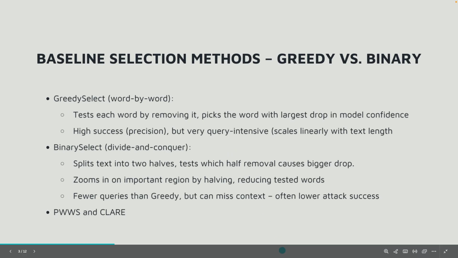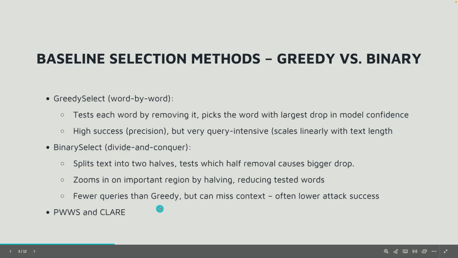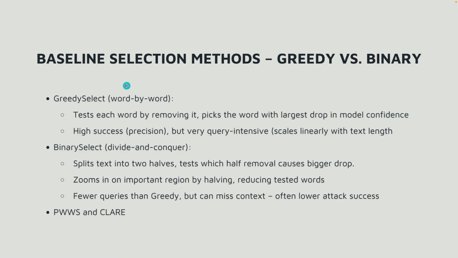We consider four baselines, which are greedy select, binary select, PWWS and Clare. Greedy select removes word by word and sees which word causes the largest drop in the model's confidence. Greedy select is very strong and has high success, but it is very query intensive.